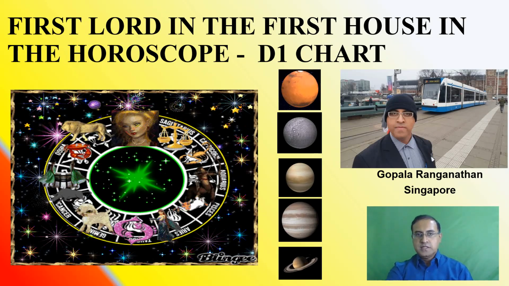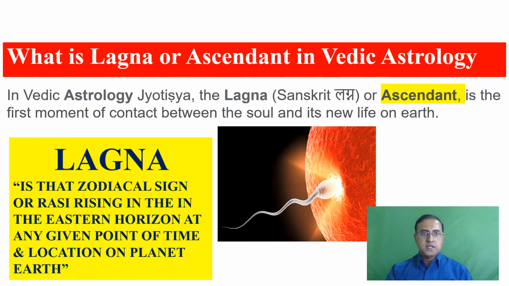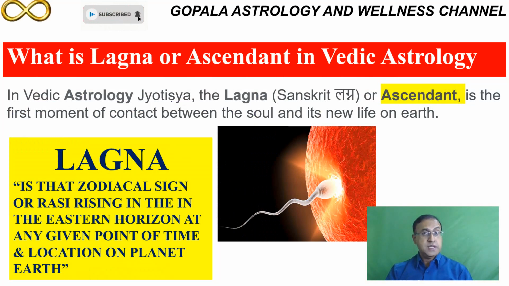So let's try to understand what is ascendant or Lagna. I have made a detailed video separately about the ascendant sign, but let's try to understand it in a very brief manner. Ascendant is nothing but the zodiac sign that is rising in the eastern horizon at any given point of time, at any given location of the planet Earth.